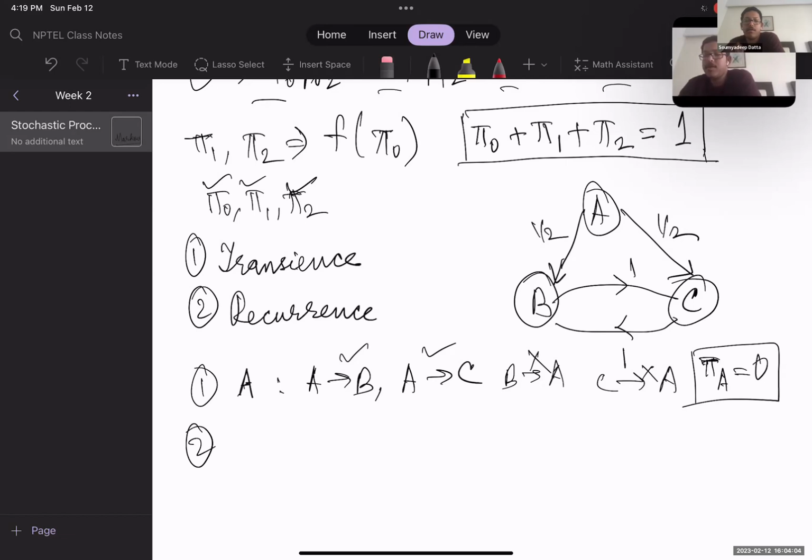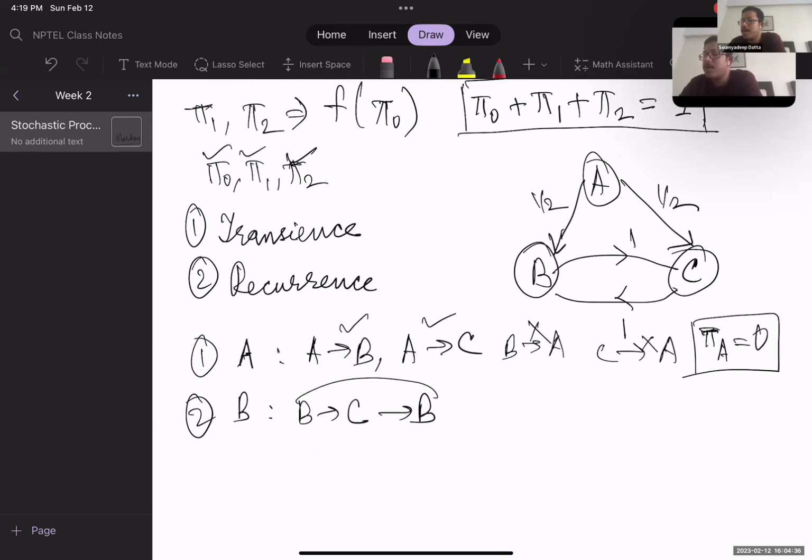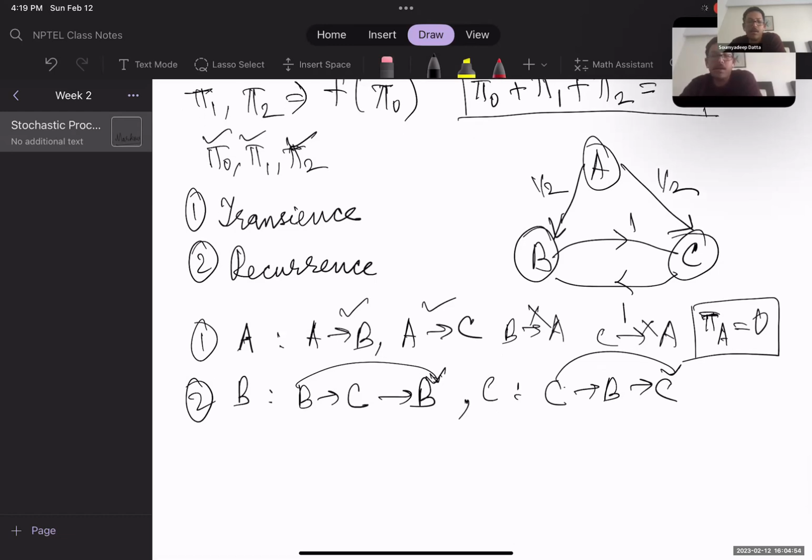And recurrence is the opposite property. Recurrence is that you have a guarantee of coming back to that state. So let's say in this chain you start at B, you are guaranteed to transition to C. Then again you have a guarantee that you will go from C back to B. So you are guaranteed to eventually return to the original state. This is known as recurrence. Similarly, in C, you can go from C to B and back to C, right? So you are guaranteed to return. This property is known as recurrence.